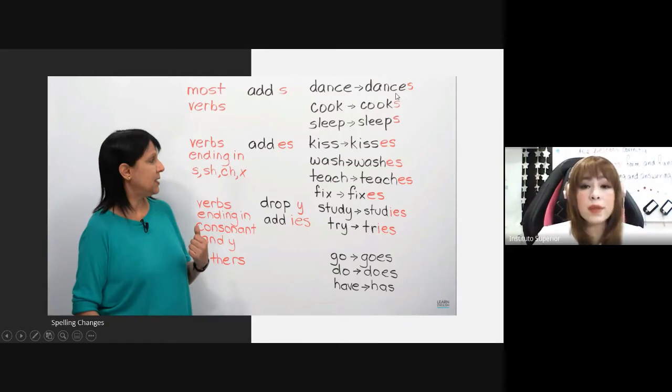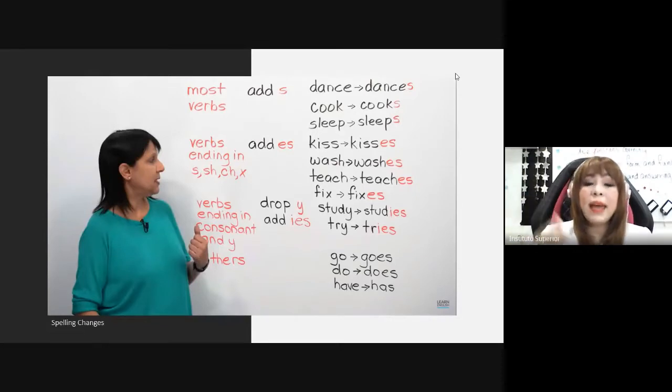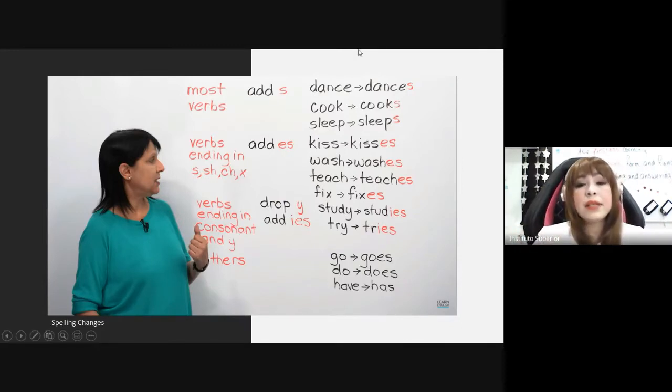She cooks. She sleeps. In here, you just add the S at the end of the main verb. When the verbs end in S, sh, and X, we have to add ES. Like, for example, kiss changes into kisses. Wash, washes. Teach, teaches. Fix, fixes.